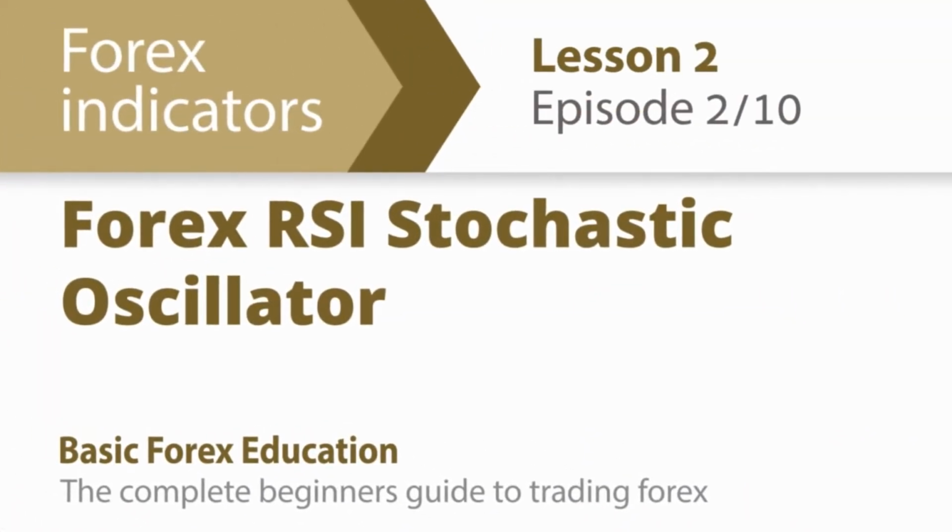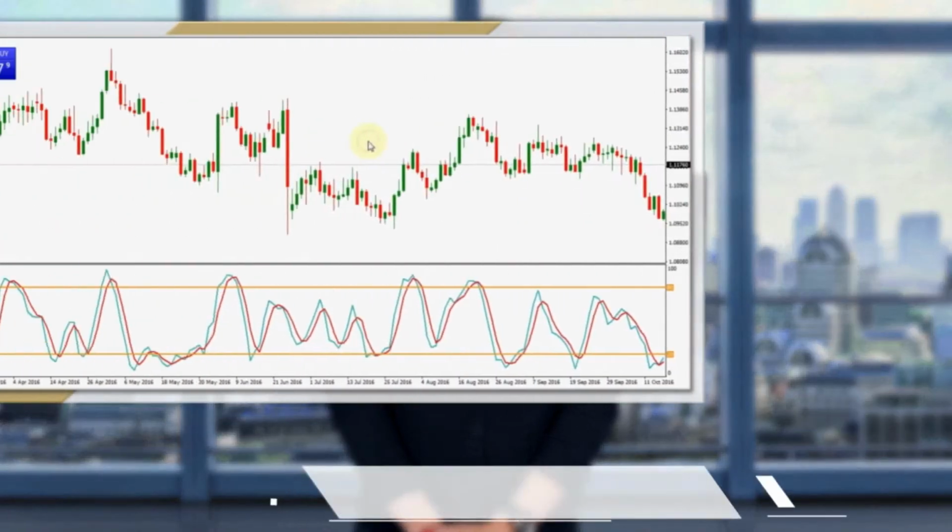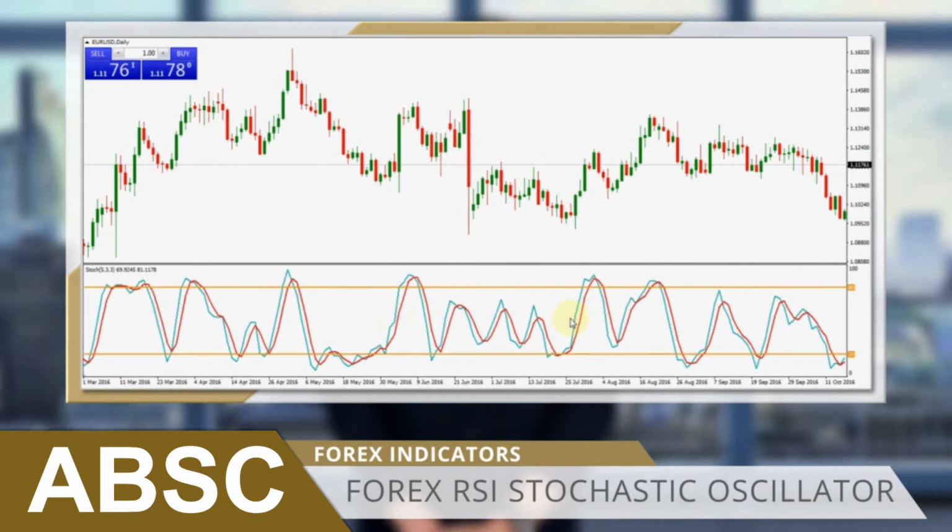Forex Indicators Lesson 2, Forex RSI Stochastic Oscillator. The stochastic oscillator is a momentum indicator. Similar to the RSI, this indicator measures overbought and oversold conditions in the market. Typically, a reading above 80 level shows overbought conditions and below 20 oversold conditions.